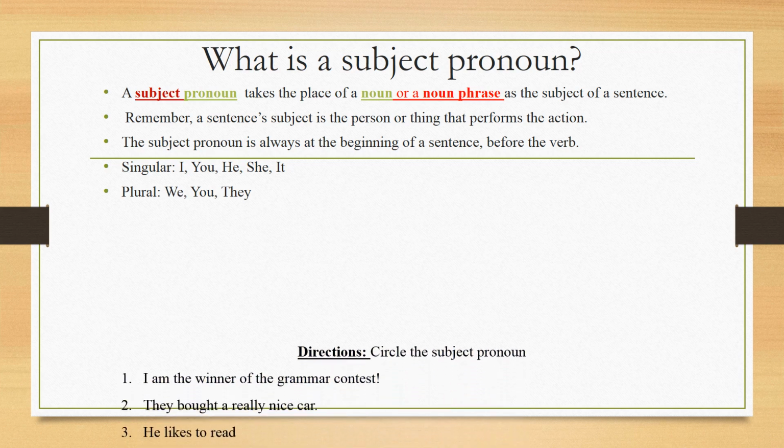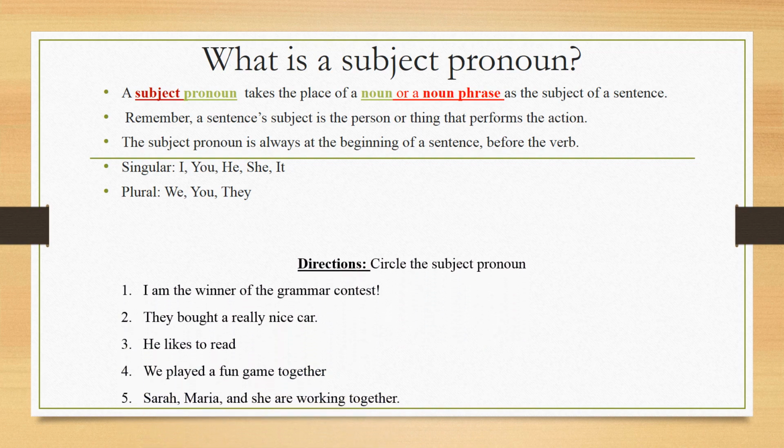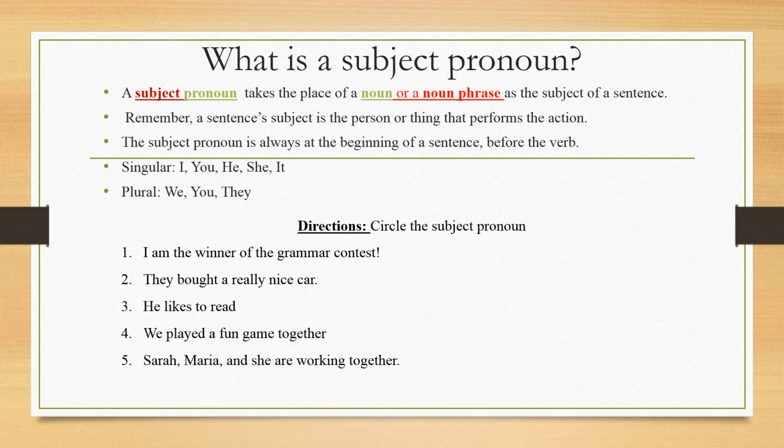Let's look at different sentences and circle together the subject pronoun. Directions: circle the subject pronoun. Number 1. I am the winner of the grammar contest. Where is the subject? Who is the sentence about? I. I is the singular subject. Number 2. They bought a really nice car. Who is the sentence about? They. They is a pronoun and it is plural.